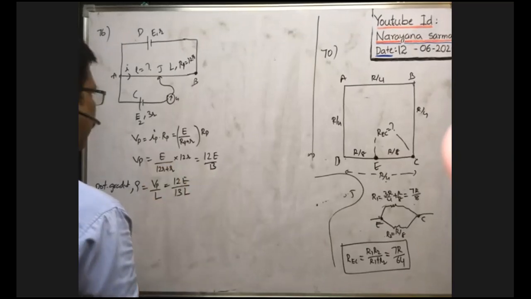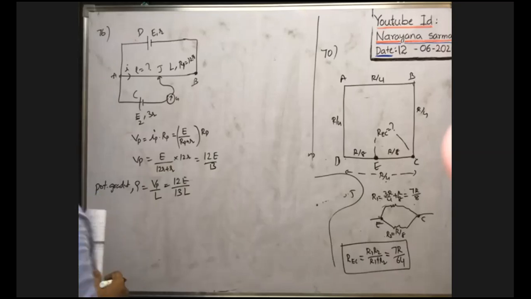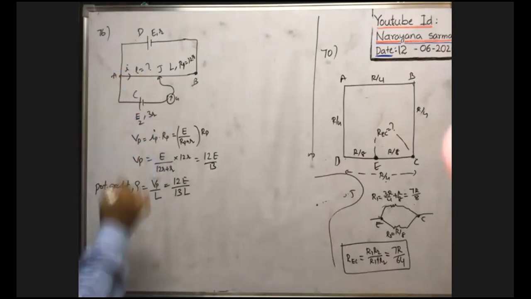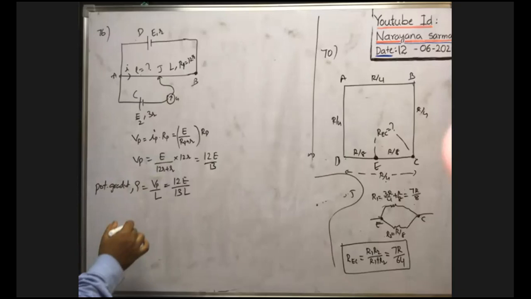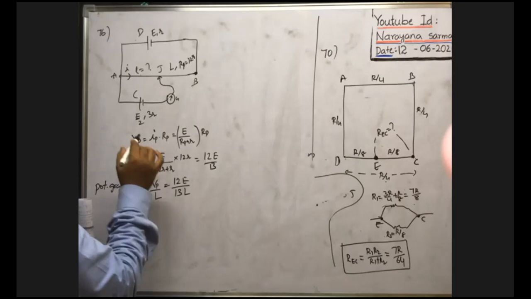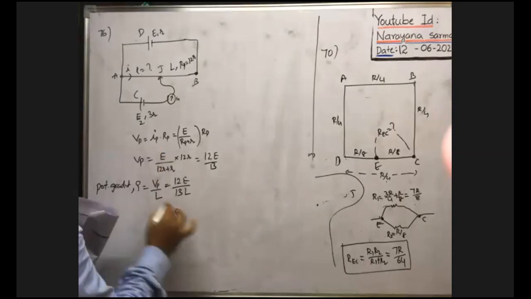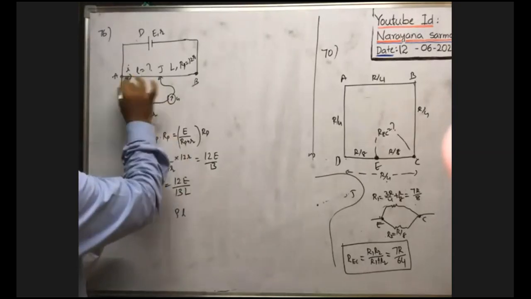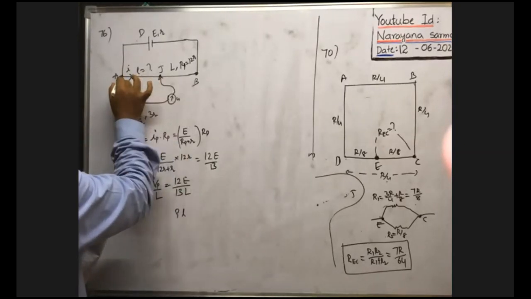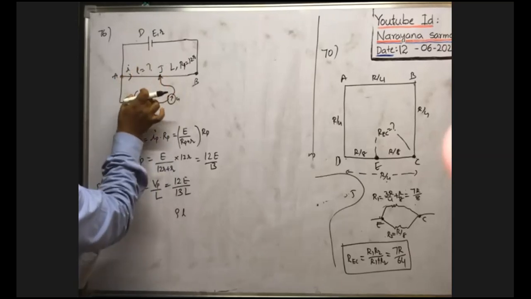Across the balancing length, what is the potential drop? Say the balancing length is small l. Then the potential drop across the balancing length is equal to the potential gradient, that is the potential drop per unit length, rho, into the balancing length l. This is the potential difference across the balancing length.